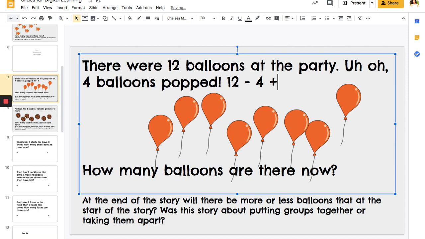And now we are going to put what it equals. So we have 12, we're going to take away 4 equals, and I want you to take away 4 of your circles and tell me how many you have left.